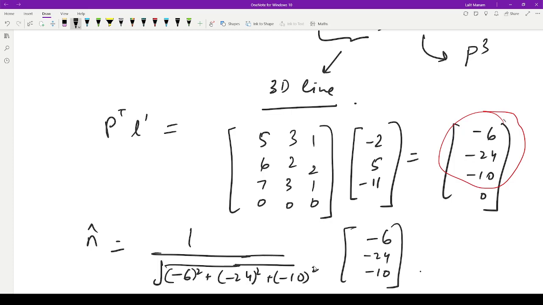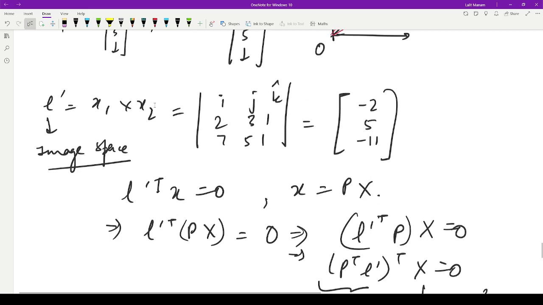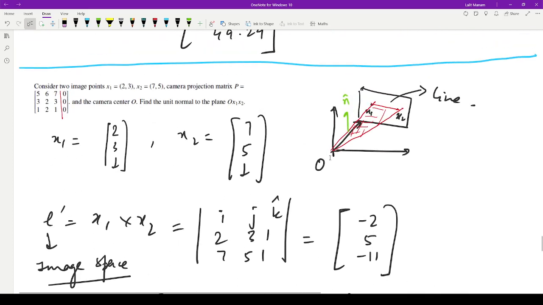Is this one clear? How to find a plane normal given 2 points and the camera center? This question is fine, right? Yes, sir. Okay.